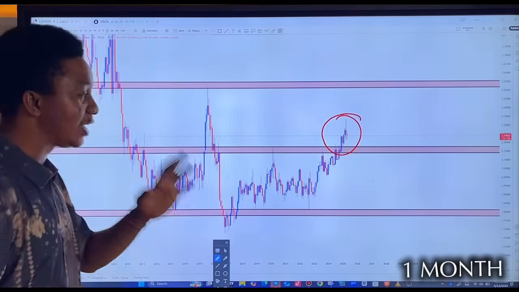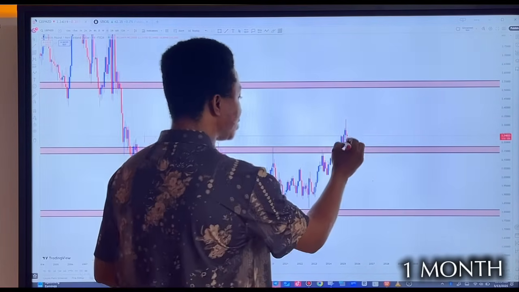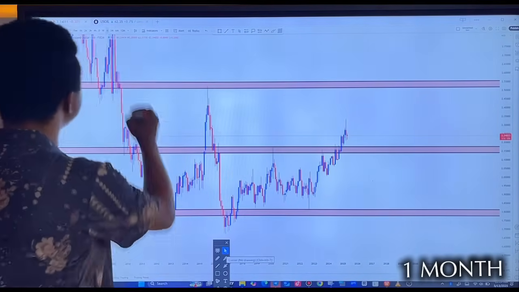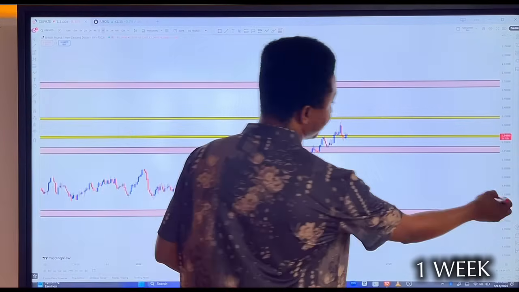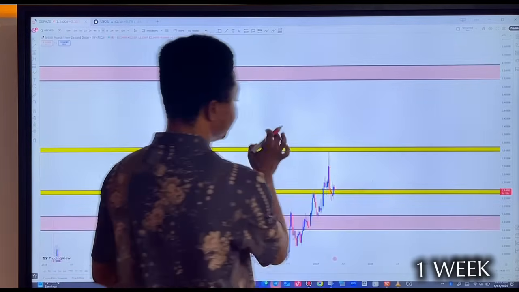So let's take it further down to the weekly time frame so that we can add a better meaning as to why price will move from here to the upside. So GBP NZD on the weekly time frame. Alright, so this is the weekly time frame of GBP NZD. Let's put a very beautiful meaning into it.